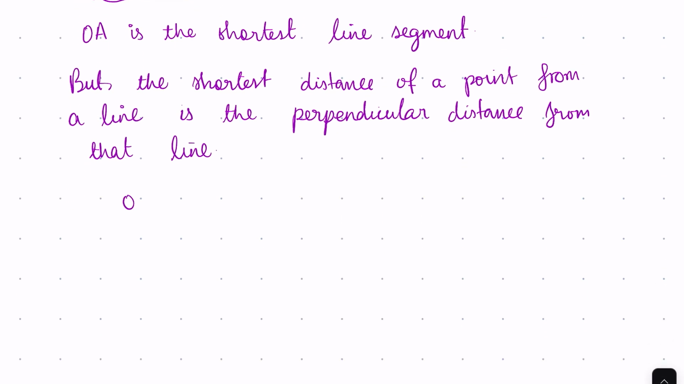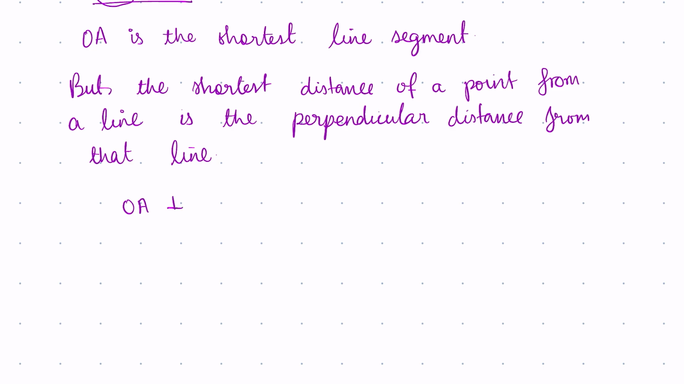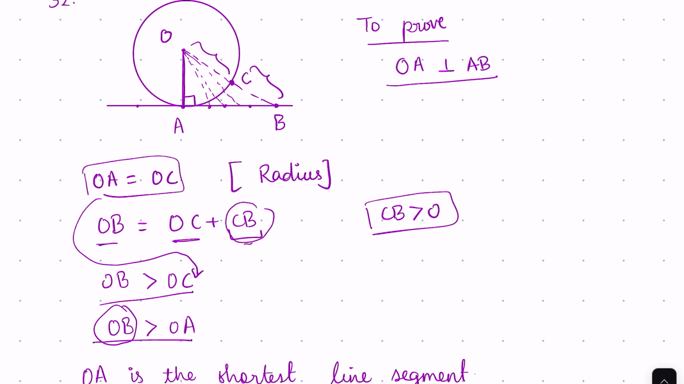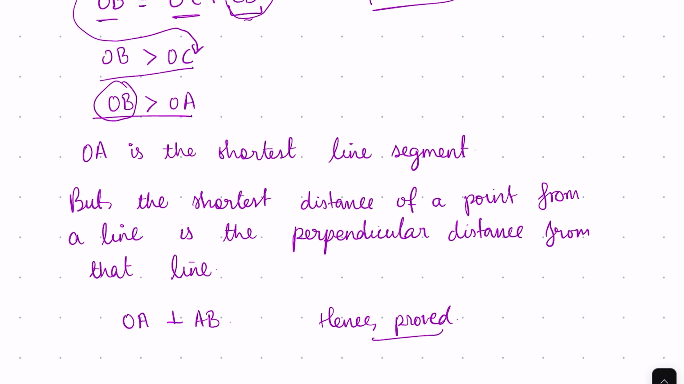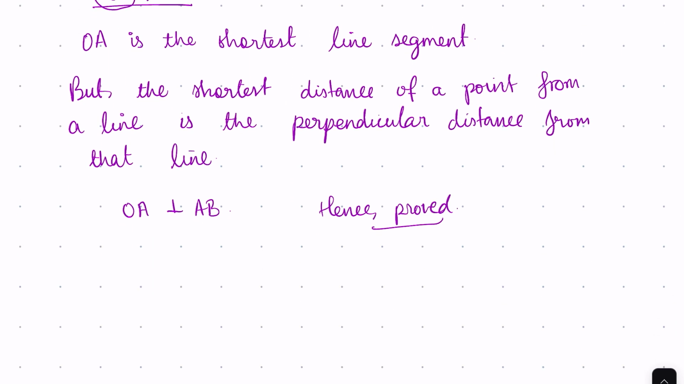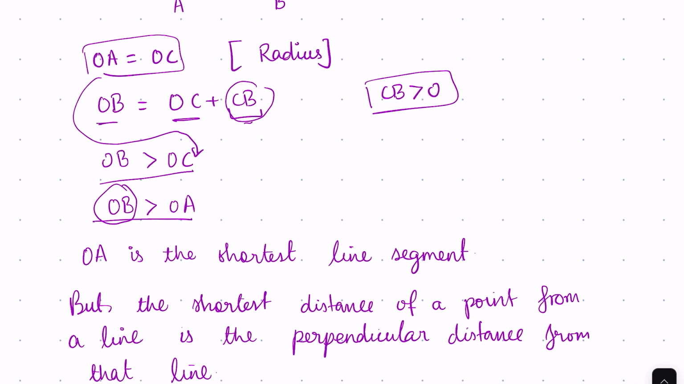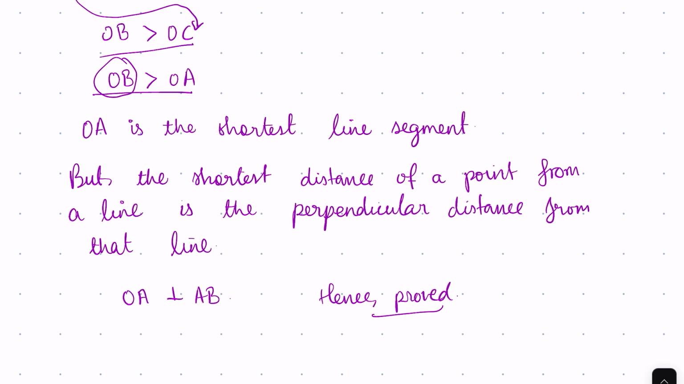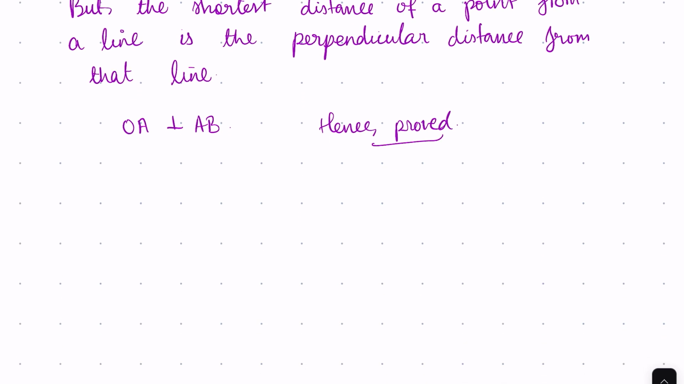So OA must clearly be perpendicular to AB, hence proved that the tangent at any point is perpendicular to the radius through the point of contact. So this is what we wanted to show, and that's what we have shown. So we're done with question number 32. So this is the first option.